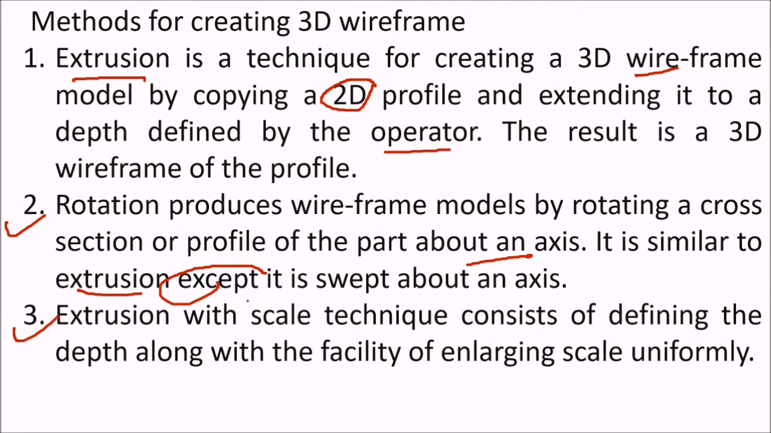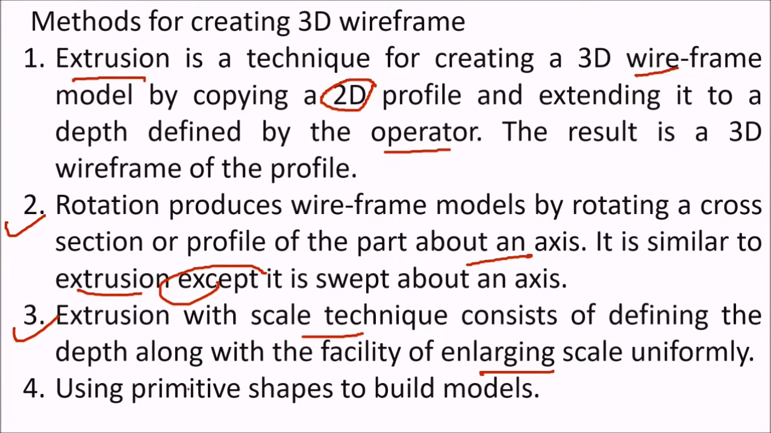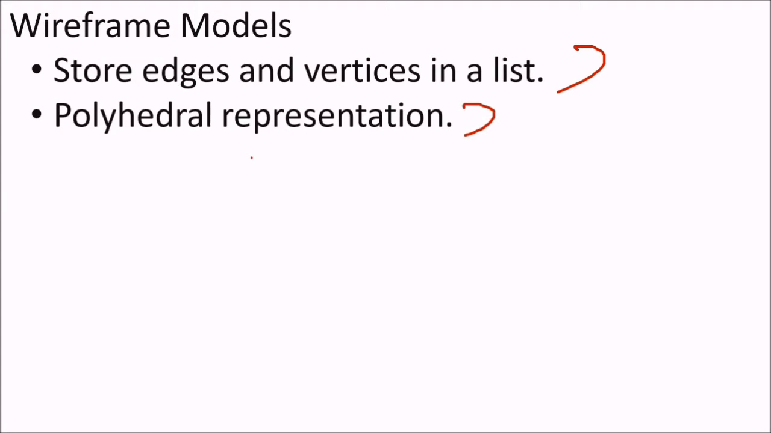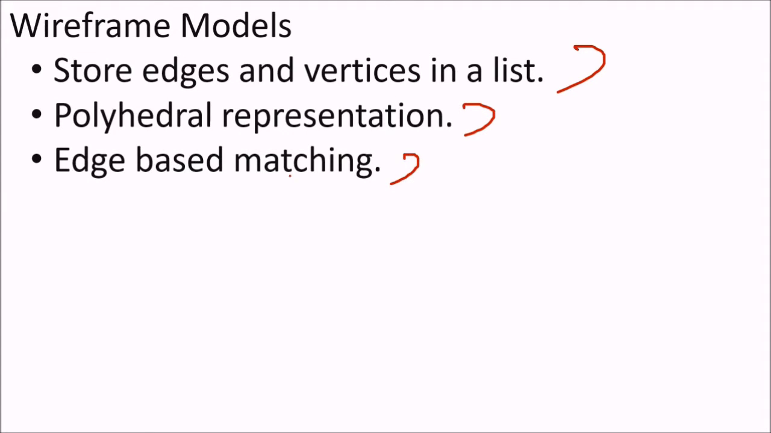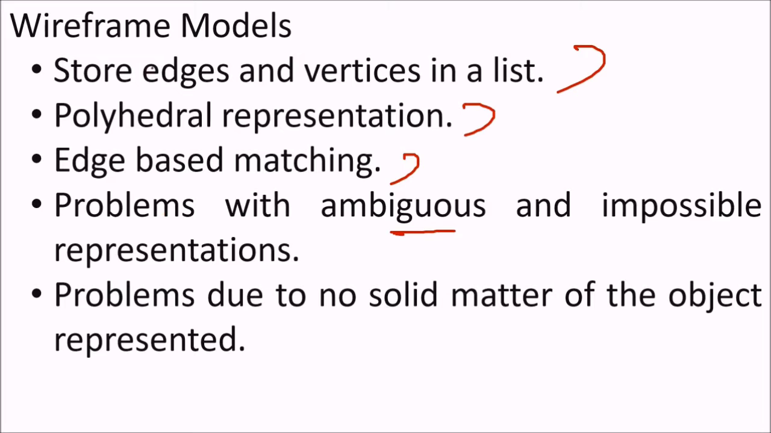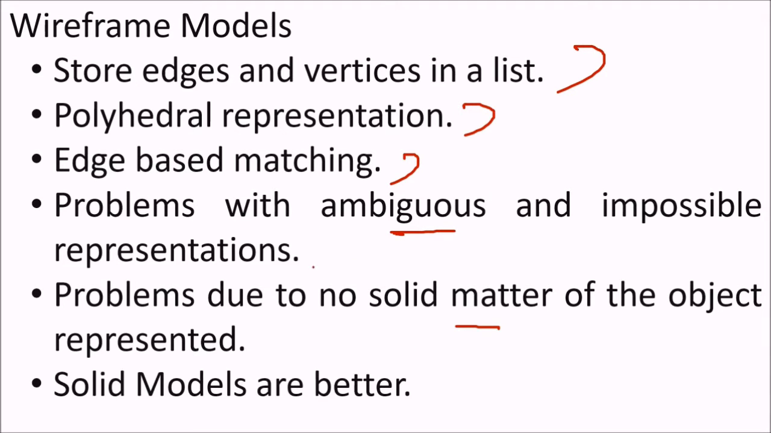Then the extrusion with scale technique. It consists of defining the depth along with the facility of enlarging the scale uniformly, and also using primitive shapes to build models. Wireframe models store edges and vertices in a list, like polyhedral representation. There are problems with ambiguous and impossible representations in wireframe modeling, and problems due to no solid matter in the object represented. You cannot represent it; solid models are always better.